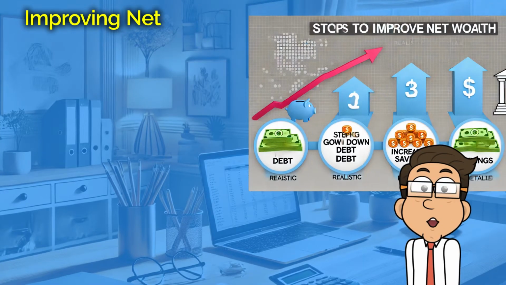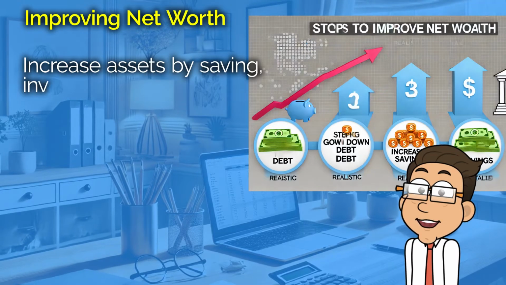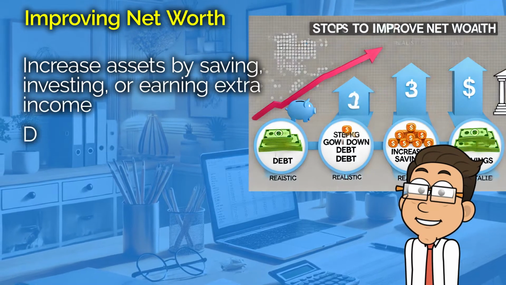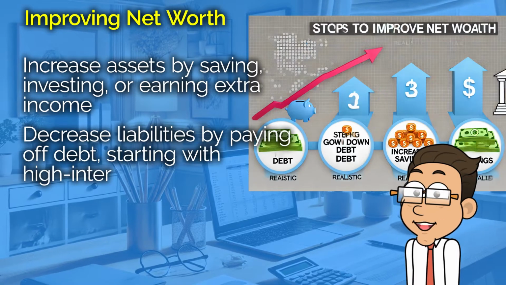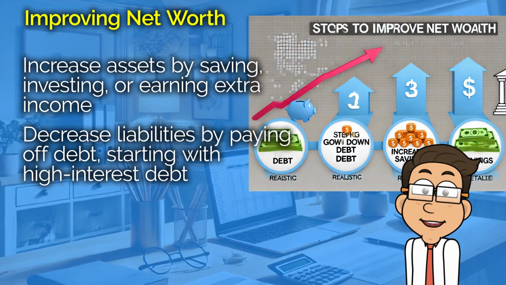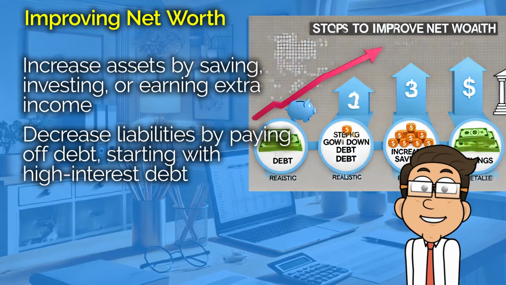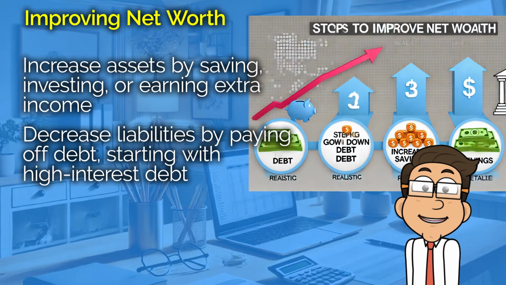Increasing your assets can involve saving more money, investing wisely, or even starting a side hustle to bring in extra income. Decreasing your liabilities, on the other hand, involves paying down debt and being mindful about taking on new debt. One strategy to increase your net worth is to create a budget and stick to it. This can help you control your spending and find extra money to put towards savings or debt repayment.